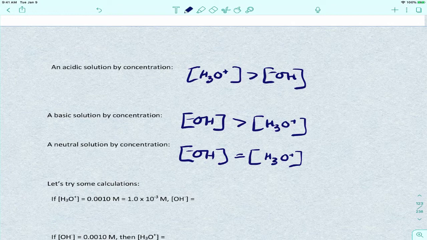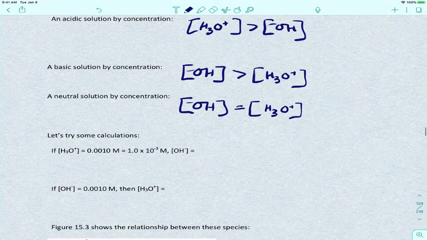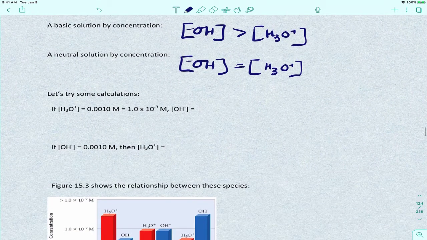All right. So what's really nice is that we've got an equation to figure out the equilibrium. If you know either the concentration of H3O plus or the concentration of OH minus, you can always solve for the other. So let's try this out. If you know the concentration of H3O plus is 0.0010 molar, or 1.0 times 10 to the minus third, we can solve for the concentration of OH minus.